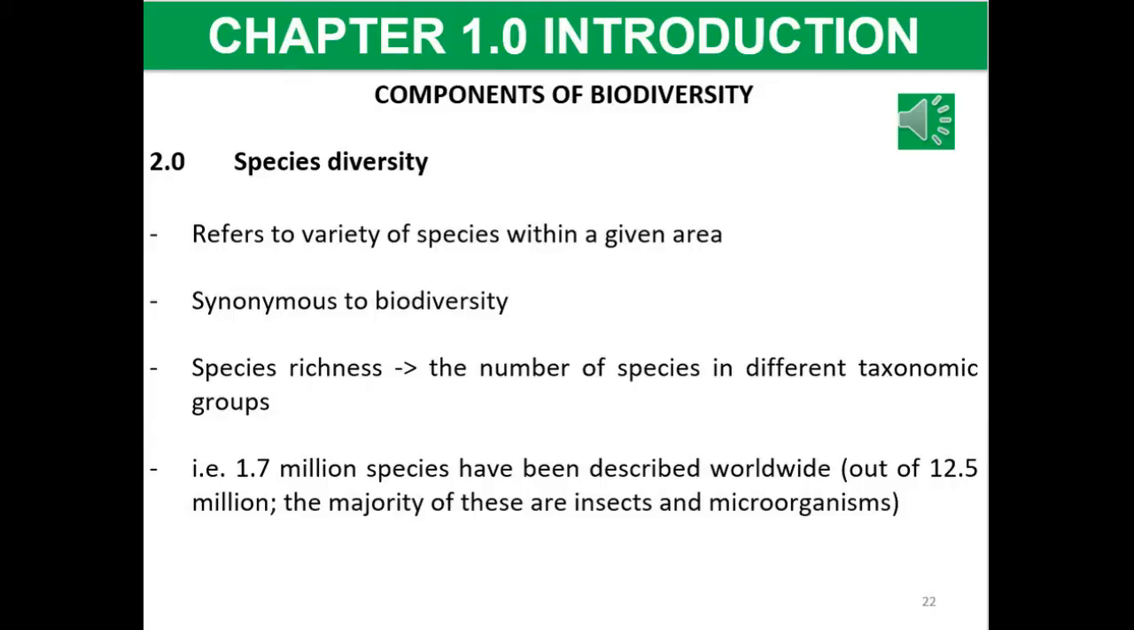The next thing we're going to talk about is species diversity. Species diversity refers to the variety of species within a given area. It is also synonymous with biodiversity. So when we want to know how biodiversity-rich an area is, our answer will be the number of species. Species richness is also equivalent to the number of species in different taxonomic groups. For example, there are about 1.7 million species of plants and animals that have been described worldwide. So that is species diversity.